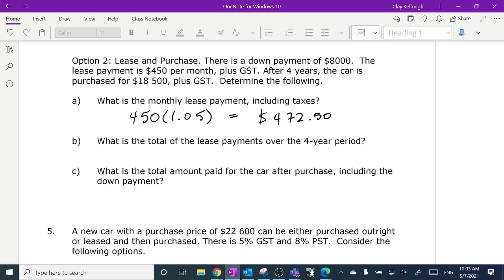Okay, so there's a down payment of, what is it, $8,000. So what's the total lease payments over the 4 years? So I'm paying this every month for 4 years. So $472.50 times 48 is $22,680. So I paid this much in payments.